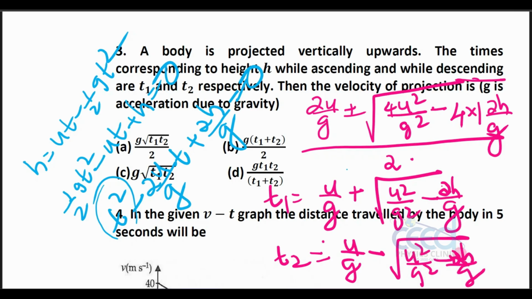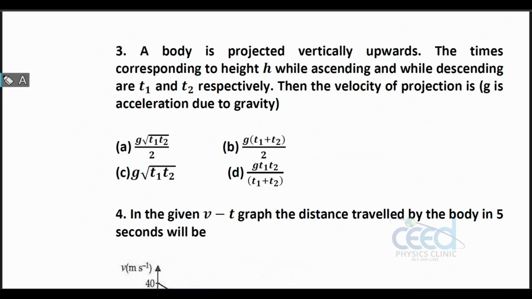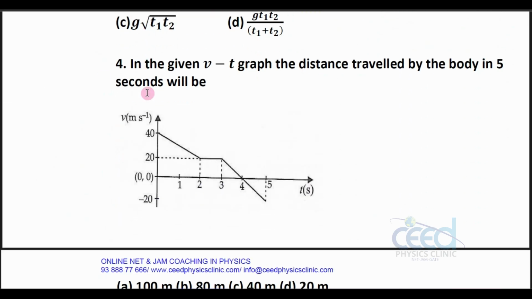Now you add both t1 plus t2. This plus or minus part cancels, u by g plus u by g, that is 2u by g. Then u is g into (t1 plus t2) by 2. Then option B is correct. All right, that is the u, that is the projection speed.